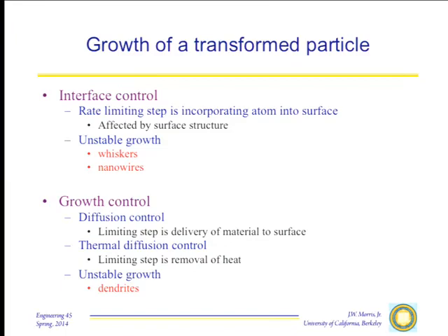My growth is going to be controlled by the rate at which I can get the solute there. In crystal growth, normal crystal growth, I have the opposite problem. The transformation liberates heat, and I can only grow as fast as I can dump that heat into the environment. So there, the growth control is how fast I can dump the heat from the growing interface. Let's look at some examples.